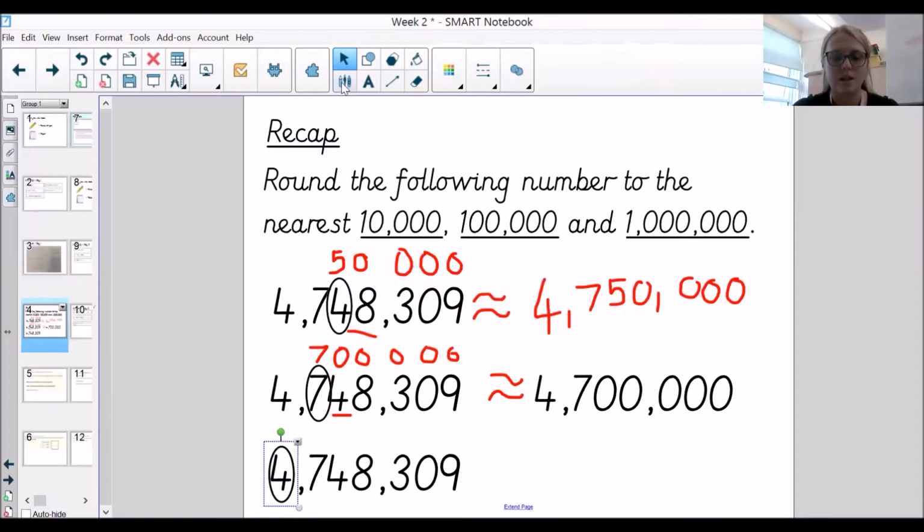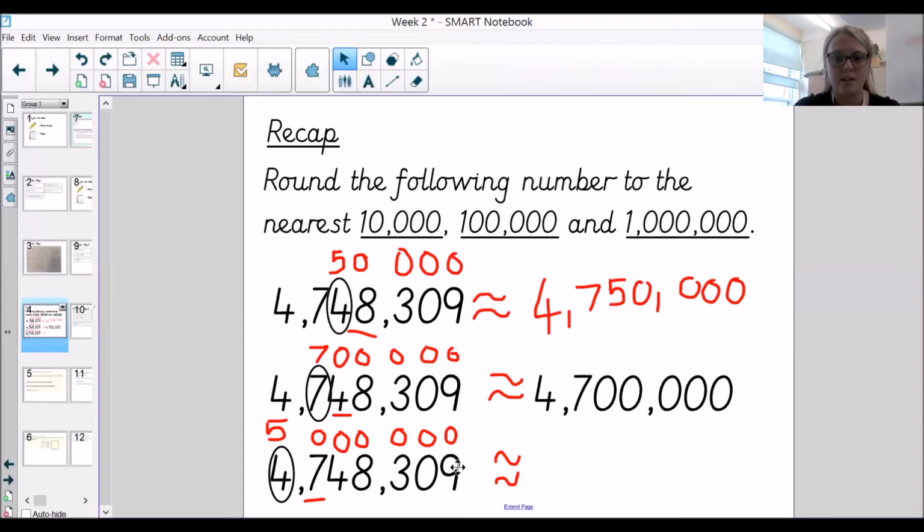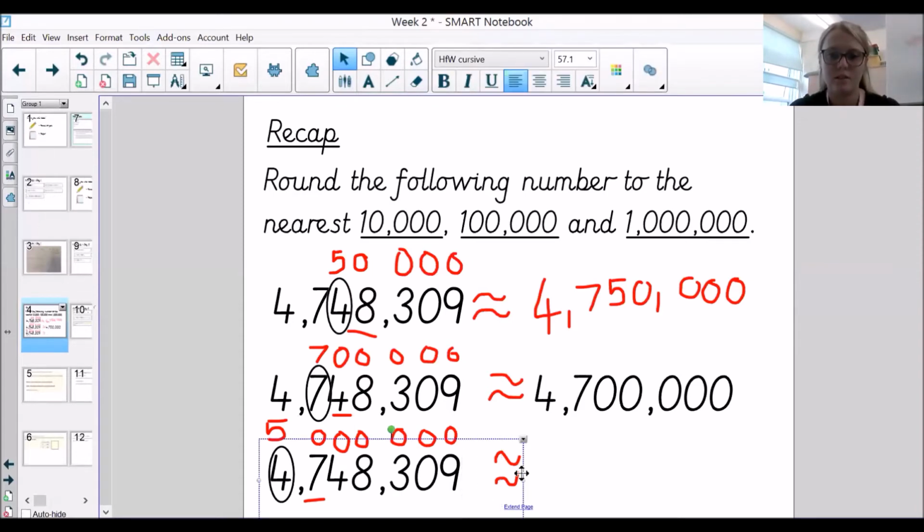Mark your place, look next door. 5 or greater, add 1 more. So 7 is greater than 5, so we are adding 1 more, so the 4 changes to a 5. Numbers before stay the same, there's nothing there, so nothing's changing or staying the same. Numbers behind, 0 is their name, so the rest of the digits change to a 0. Okay, so to the nearest million, our answer is approximately 5 million.